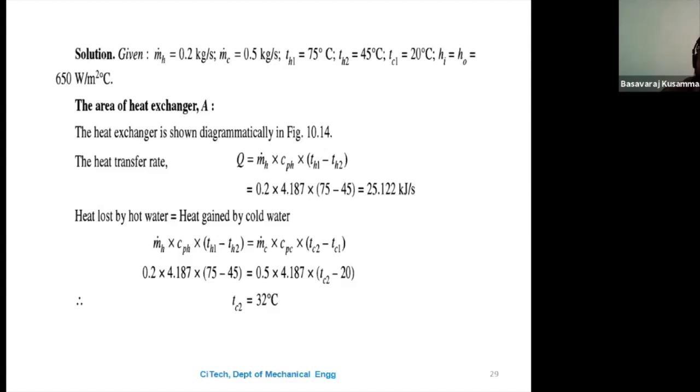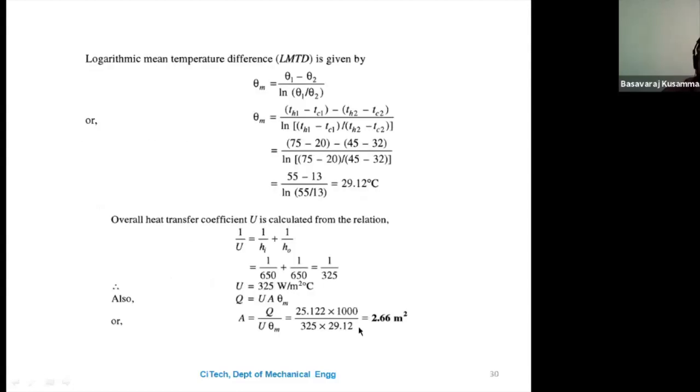If the customer requirement is that the outlet temperature of the cold water is 40 degrees Celsius, then what is the area we need to calculate? This is the design of the heat exchanger. For that purpose, we go for the logarithmic mean temperature difference.